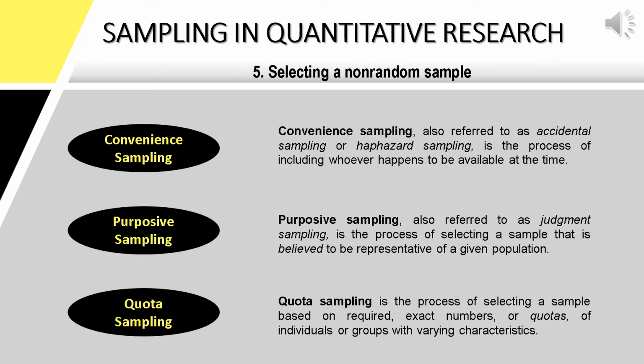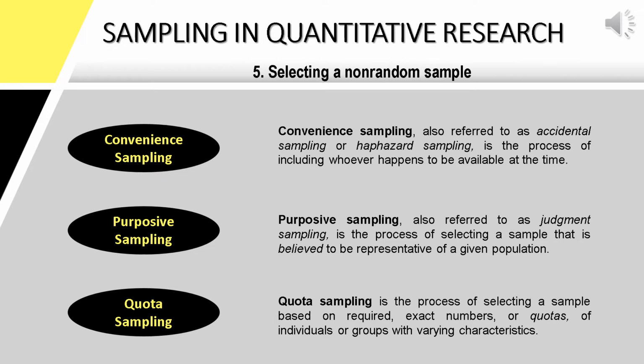Next is selecting a non-random sample. Madalas natin itong ginagawa kasi napakadali. Hindi nakaka-stress. Very accessible, very convenient. So, ang tawag natin dito is non-random sample. We have 3 here: convenient sampling, purposive sampling, and quota sampling.